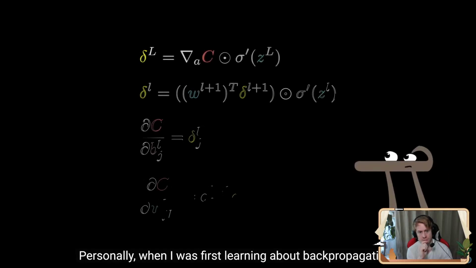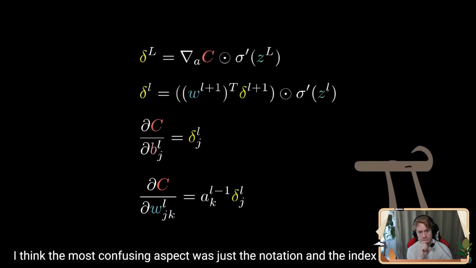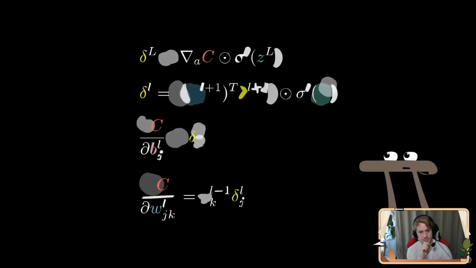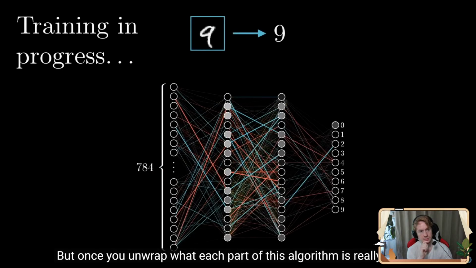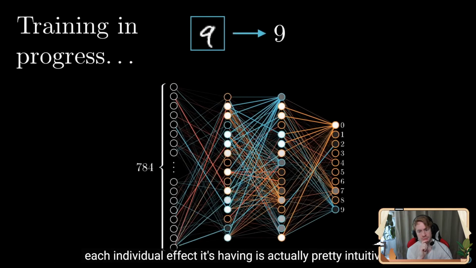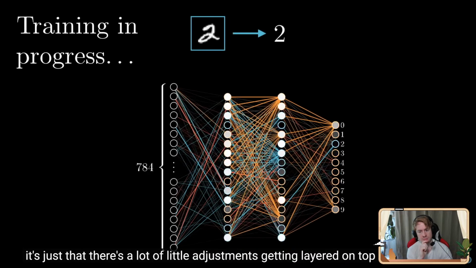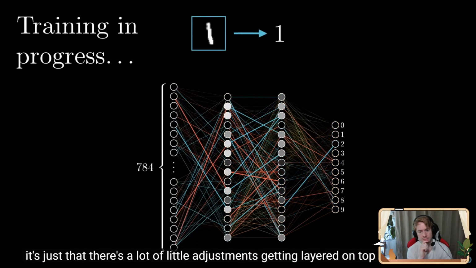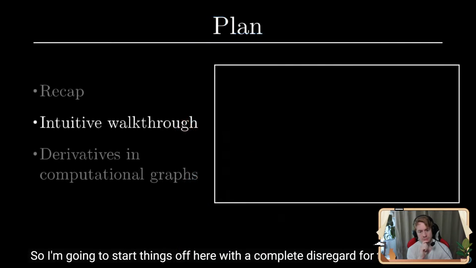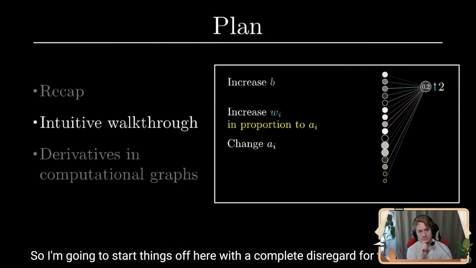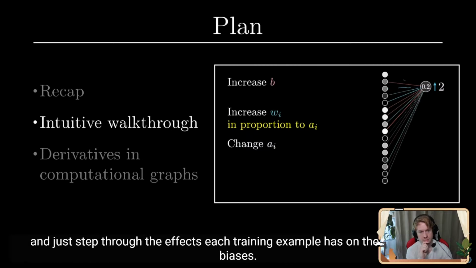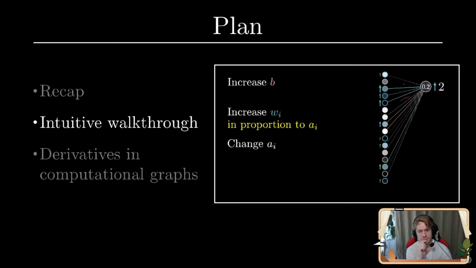Personally, when I was first learning about backpropagation, I think the most confusing aspect was just the notation and the index chasing of it all. But once you unwrap what each part of this algorithm is really doing, each individual effect that it's having is actually pretty intuitive. It's just that there's a lot of little adjustments getting layered on top of each other. So I'm going to start things off here with a complete disregard for the notation and just step through those effects that each training example is having on the weights and biases.